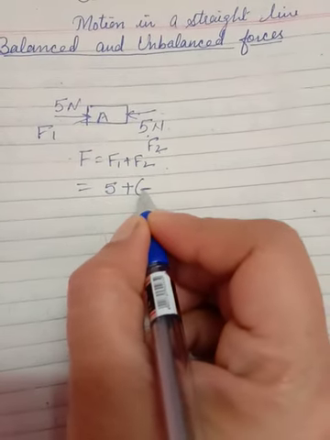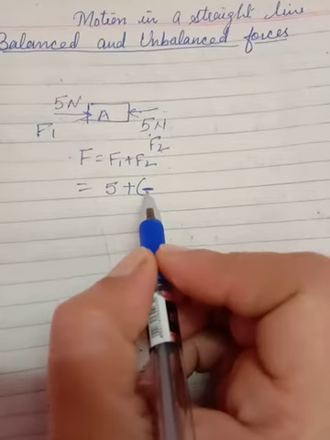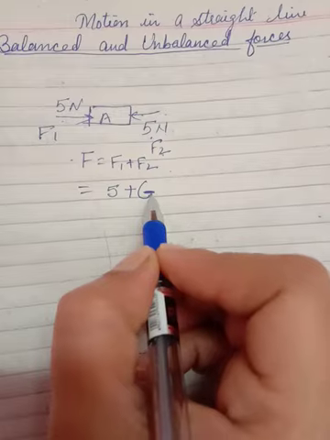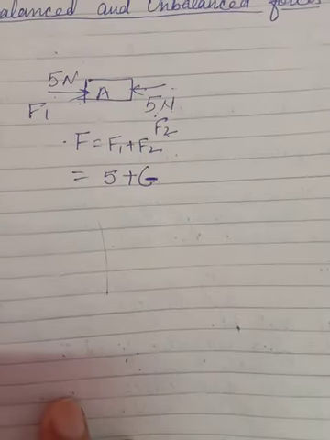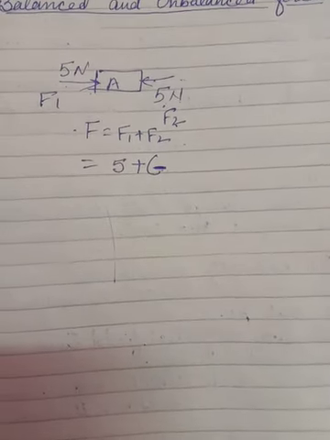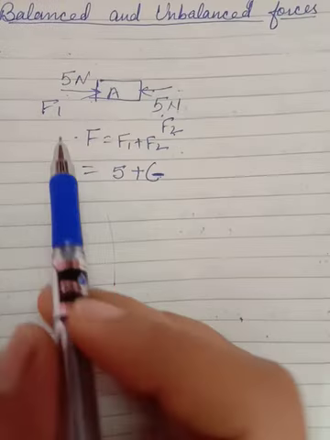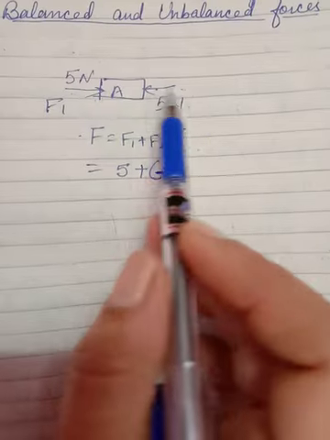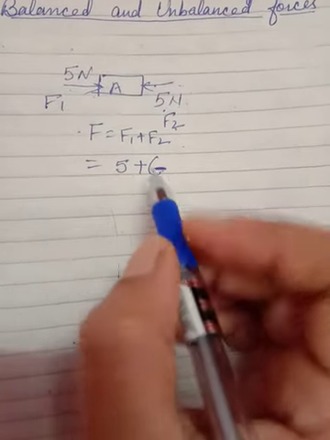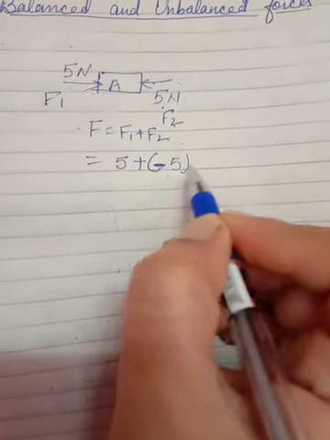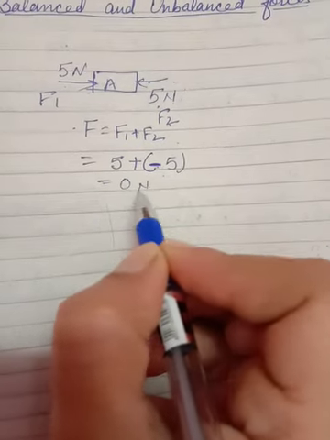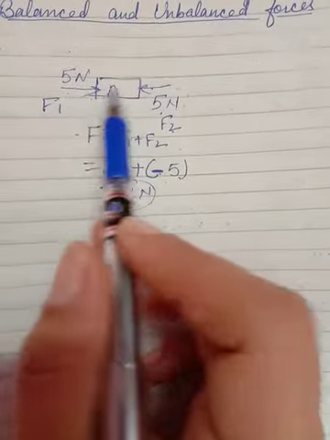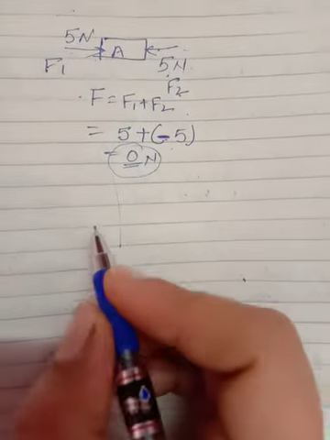So I'll write it here with a negative sign for the opposite direction. Always in physics, the negative sign will indicate the opposite direction. So if I am taking the right hand side as the positive direction, then the left hand side will be taken as negative. So 5 plus minus 5 becomes 0 Newton. See, the net force is 0, so we will call these forces balanced forces.